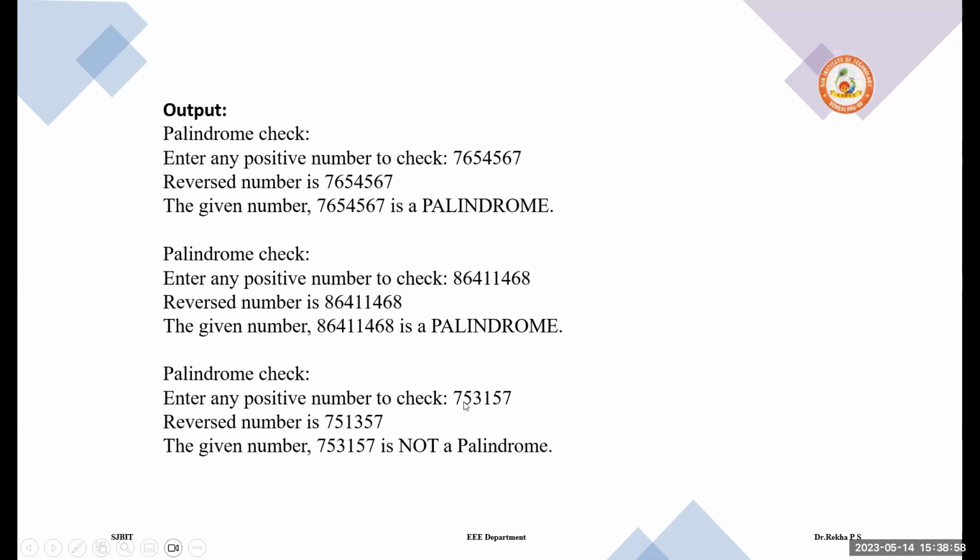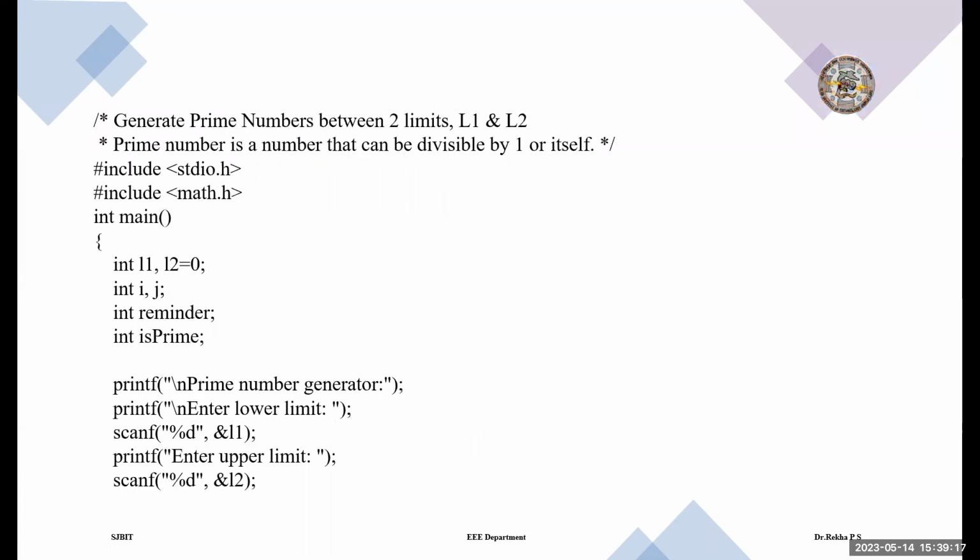Randomly, I give this number. Enter any positive number to check. So reverse the number. When I reverse this, the given number is 753157, but the reverse is 751357. So this is not a palindrome. This is how you are checking whether the given number is a palindrome or not.